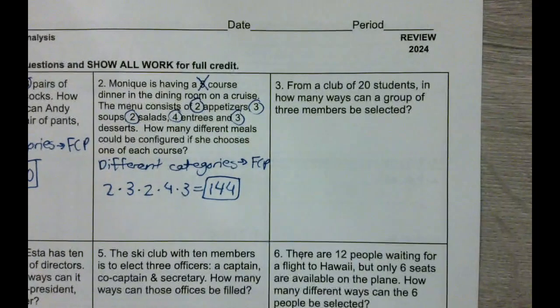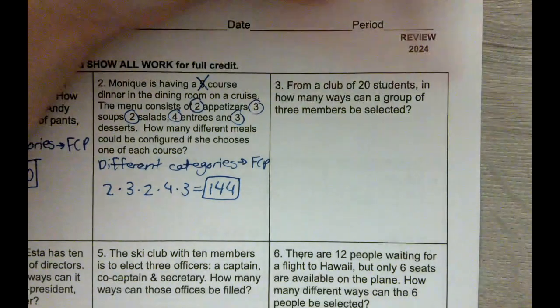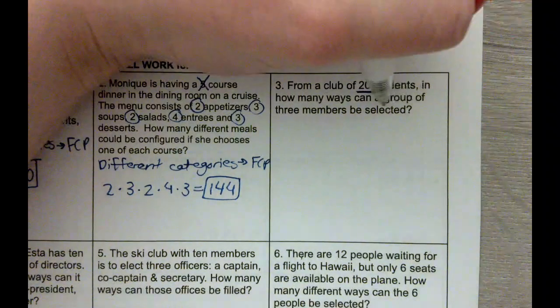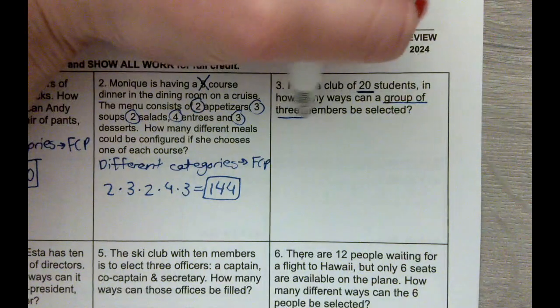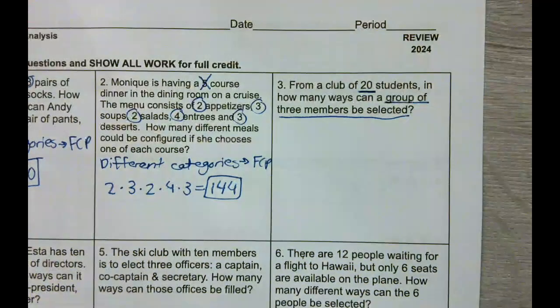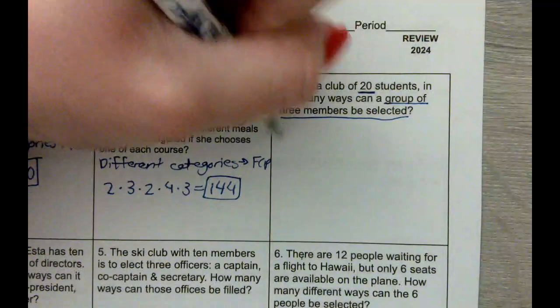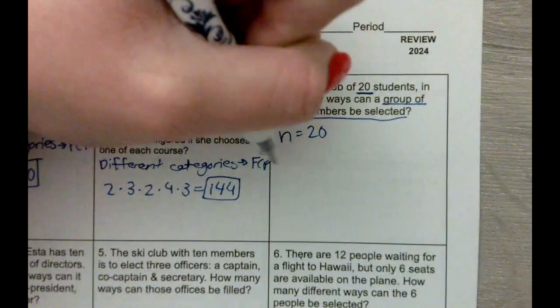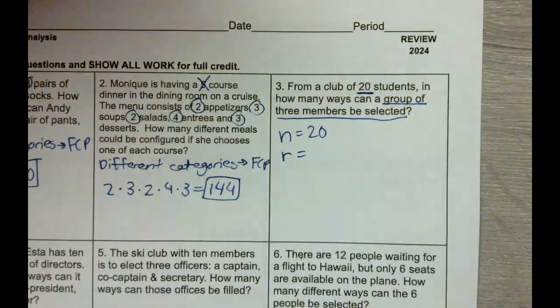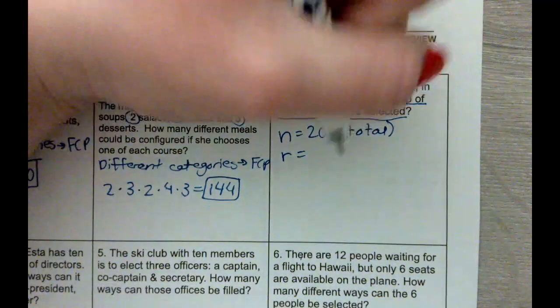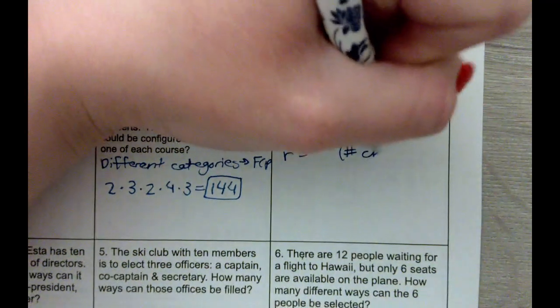From a club of 20 students, in how many ways can a group of 3 members be selected? So you have 20 students to choose from, and then this wording here, group of 3 members be selected. This means you have a permutation or a combination problem. You have a group of 20, that means N is 20. And then R, so remember this is your total, N is your total, and then R is your number chosen.